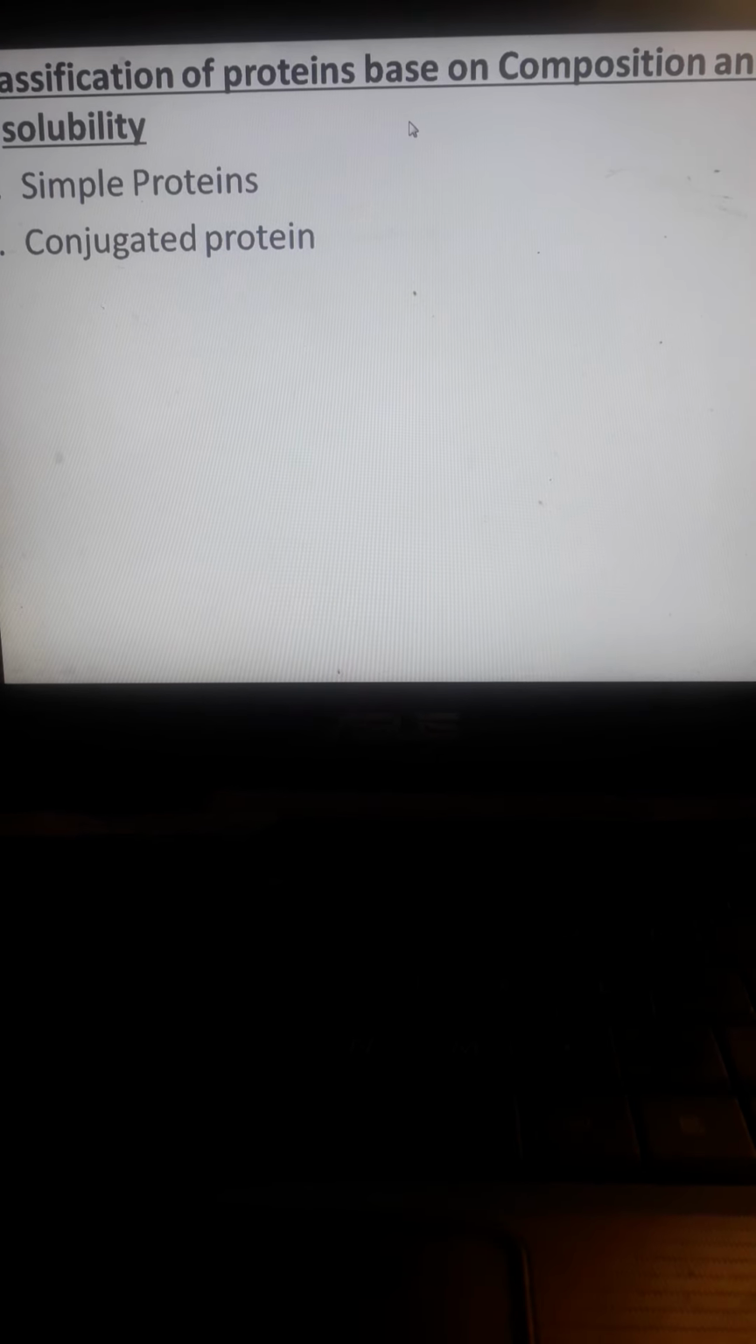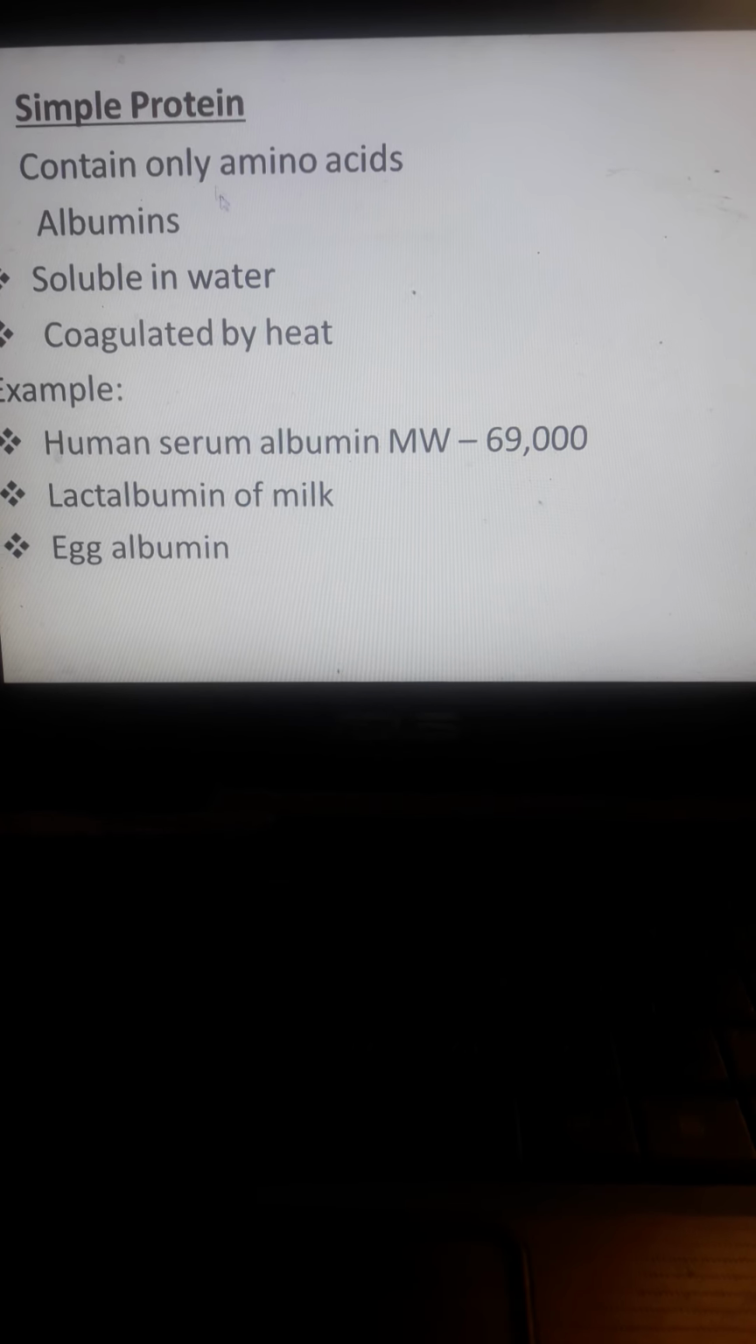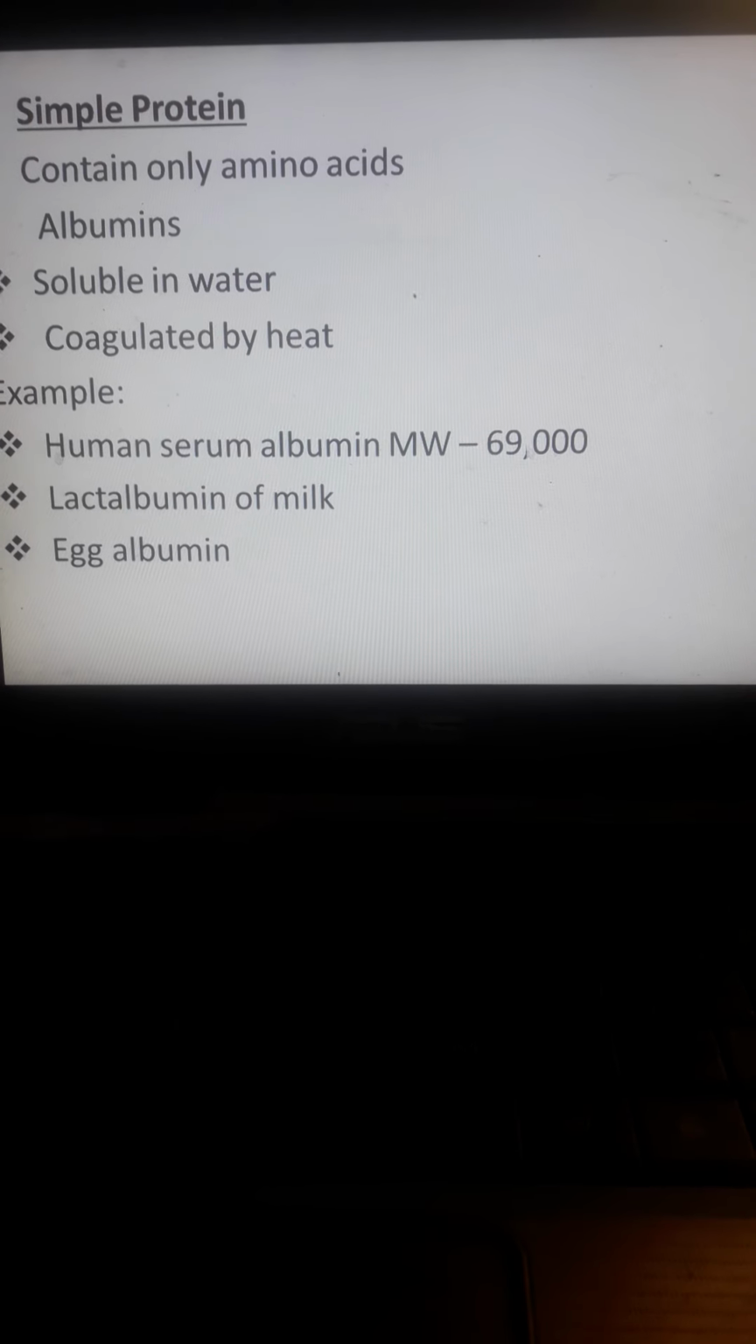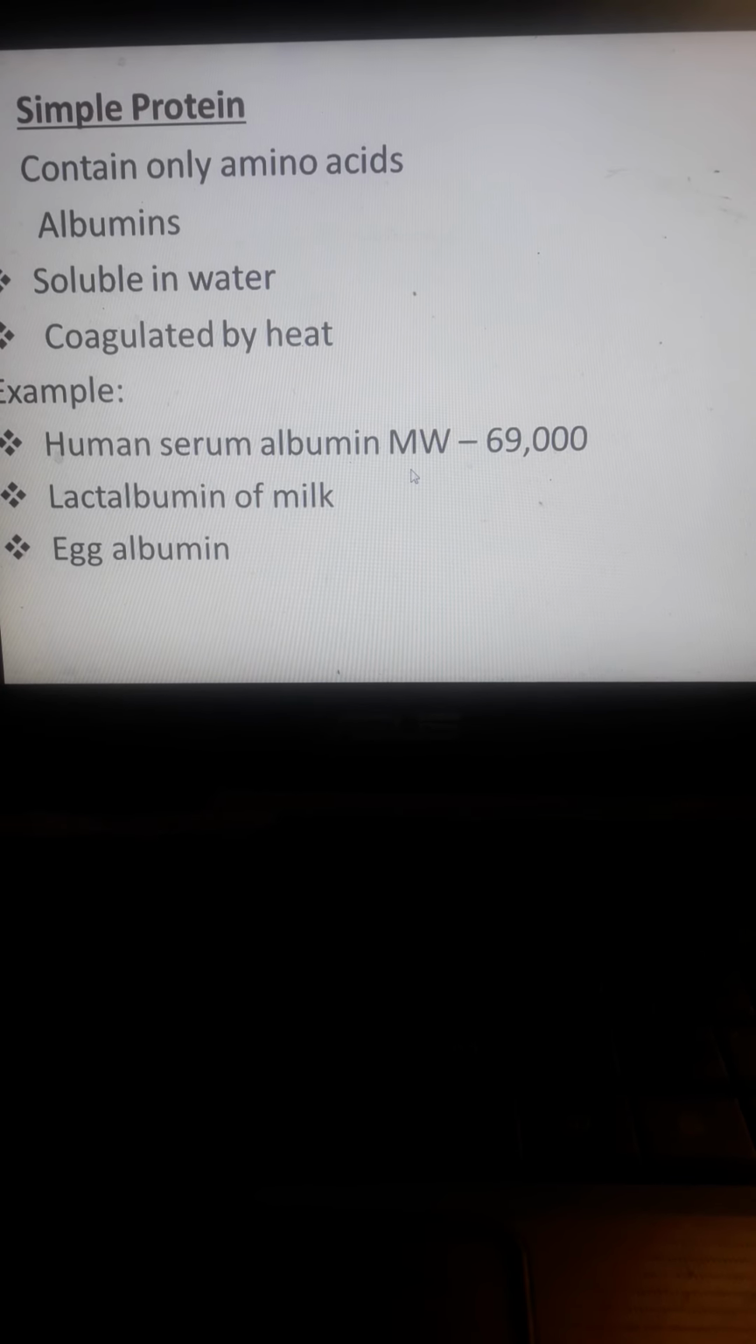So, classification of proteins by composition: simple and conjugated proteins. When you say simple, it is composed only of amino acids, like albumin. It is soluble in water and coagulated by heat. The main example is human serum albumin, which is a protein responsible for protein binding. Protein binding is a very important function.